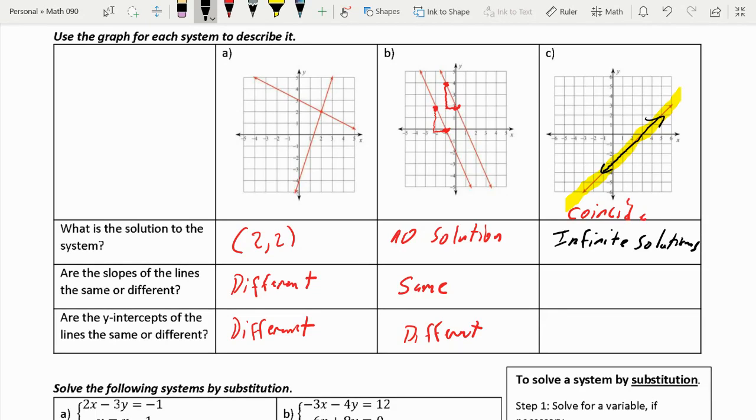Are the slopes of the line the same or different? Well, since it's the same exact line, the slopes are the same. Are the y-intercepts of the line the same or different? Again, since they're exactly the same line, they're the same.